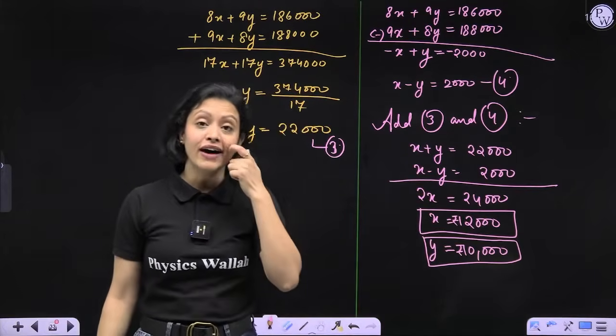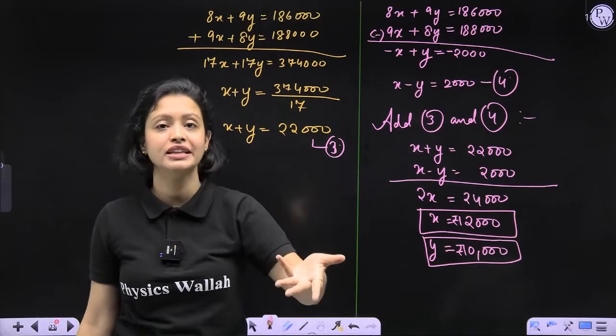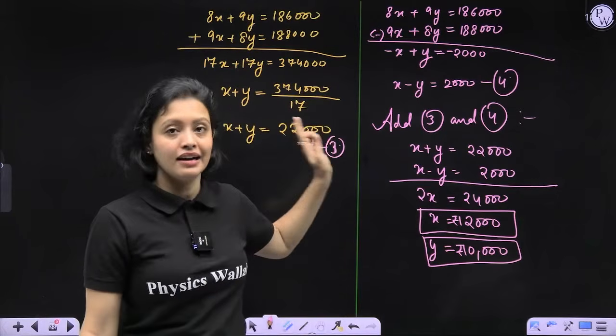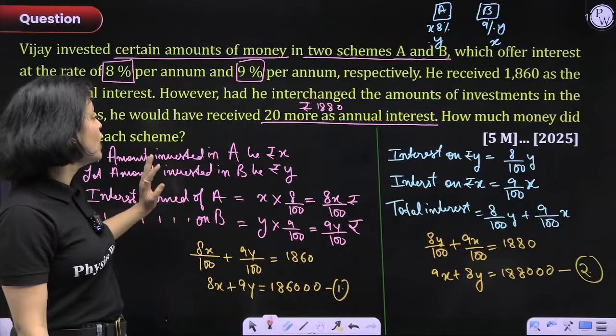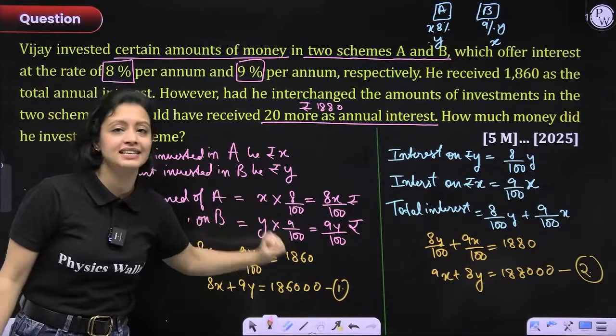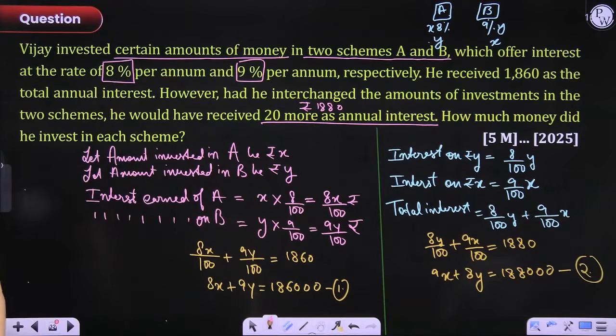So see, for a 5-marker question, I think it was not that tricky with calculations. The calculations were pretty basic, pretty easy, right? So I don't think that it was a hard question in terms of calculation, but you had to just apply your brain on how to form equations. That's it, guys. That was the main point of this entire problem. Okay? So with that, let's move on to the next problem.